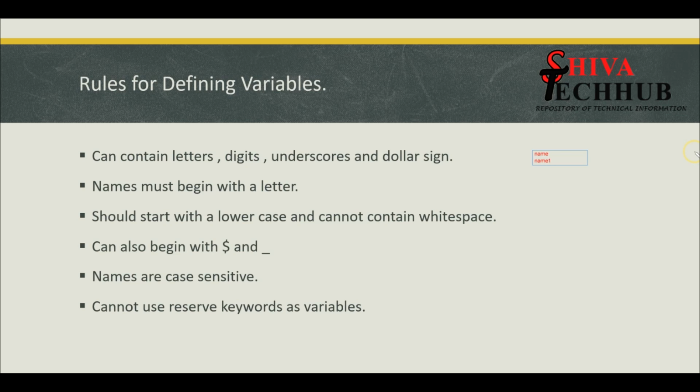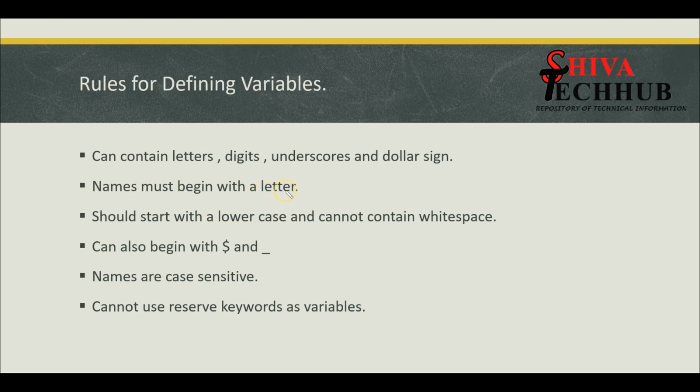It has a digit, name underscore 1. So this is a proper naming convention for a variable. Okay, you can also specify it in this way. This is also a proper naming convention for a variable. And one more important thing is names must begin with a letter. It should begin with an alphabet.